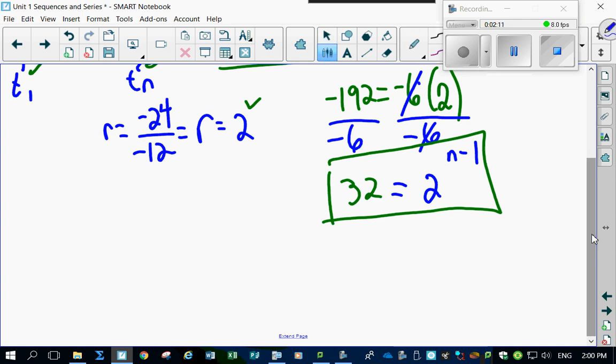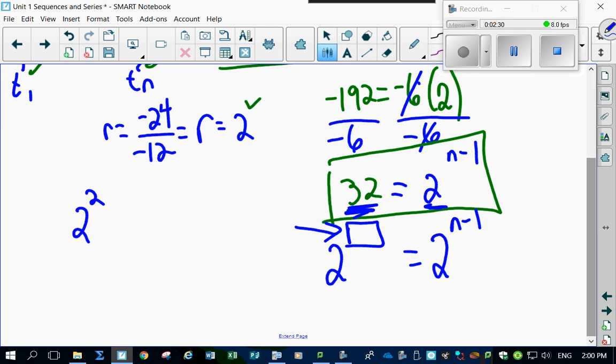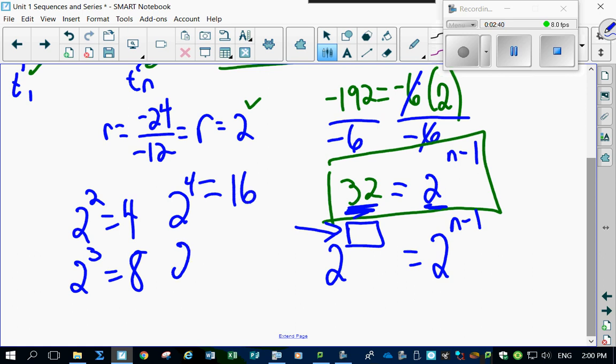Well, what this must be then, if you think about it, this 32 has to be some form of 2 to the power of something. Right? Has to be, because of course it has to equal 2 to the n minus 1. Well, think about it. 2 to the power 2 we know is 4. 2 to the power of 3 we know is 8. 2 to the power of 4 we know is 16. 2 to the power of 5, there's 32. Awesome. 2 to the power of 5.